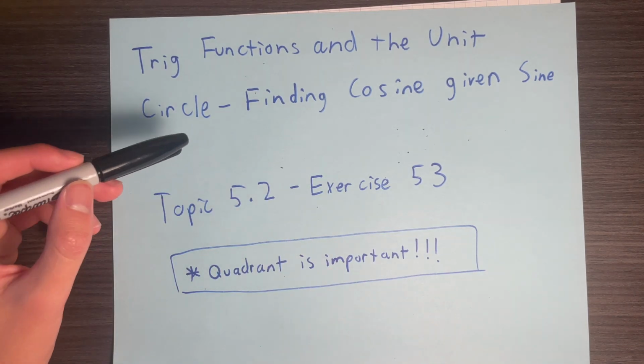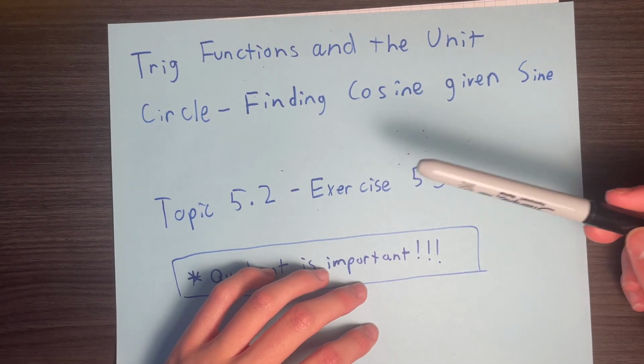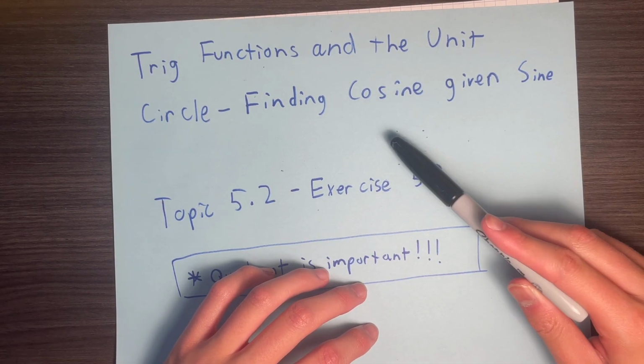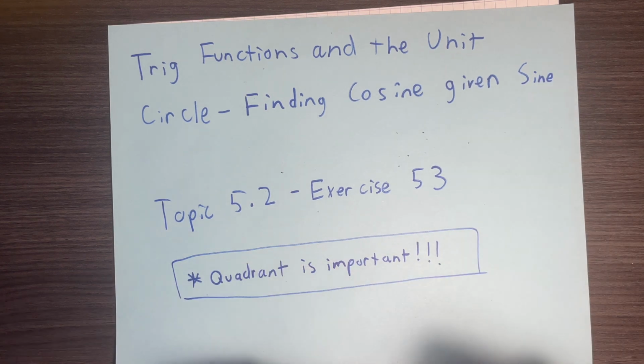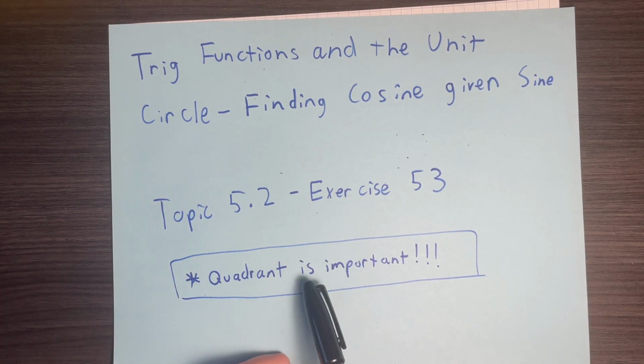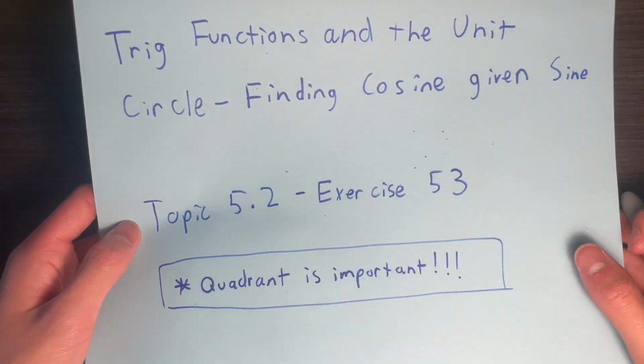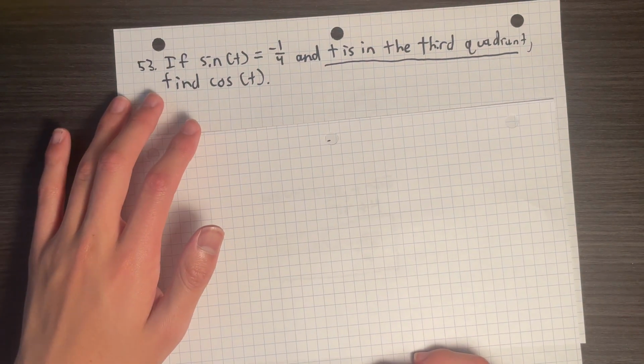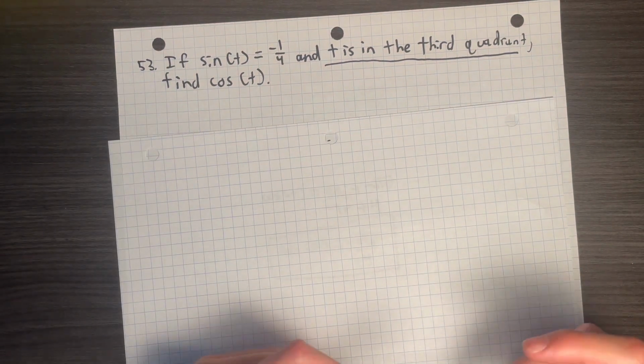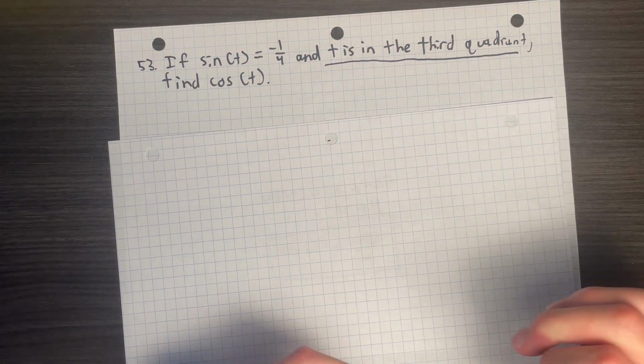This video is about topic 5.2, exercise 53, which talks about trig functions in the unit circle, finding cosine when given sine. Remember, when dealing with these types of questions, our quadrant is very important. Exercise 53 states, if sine of angle t is equal to negative 1 over 4, and t is in the third quadrant, find the cosine of angle t.